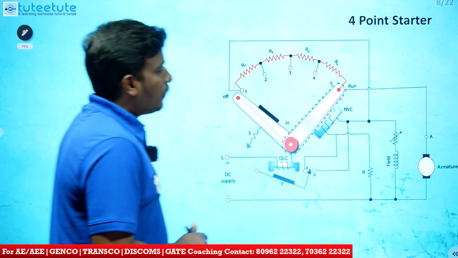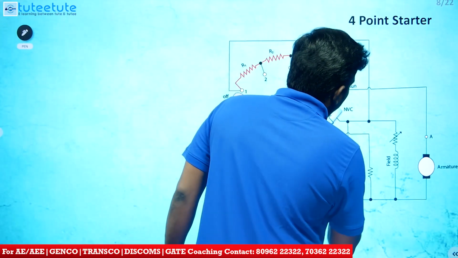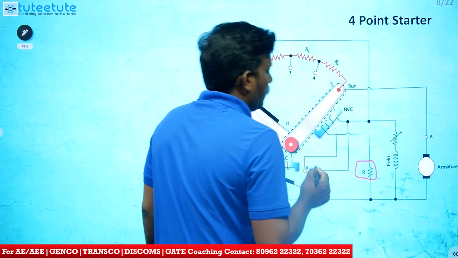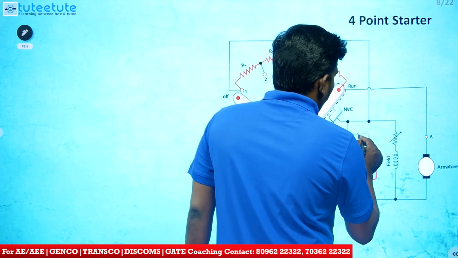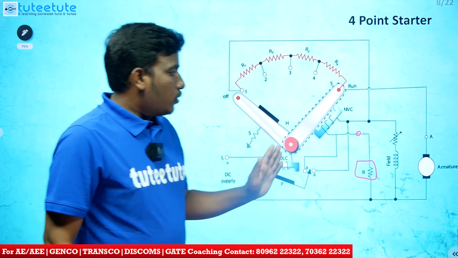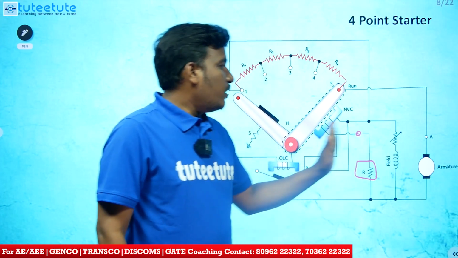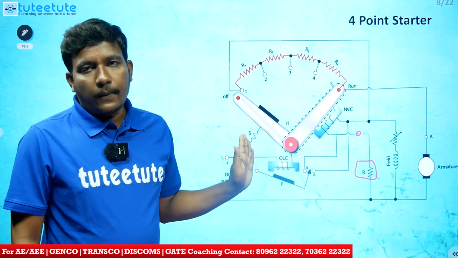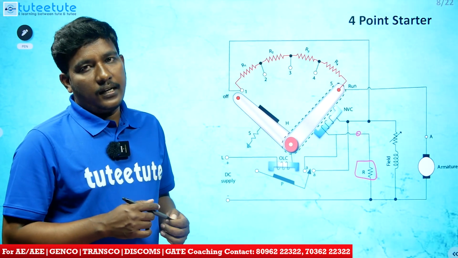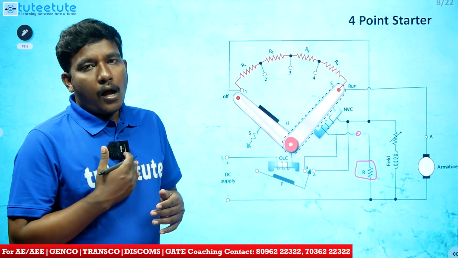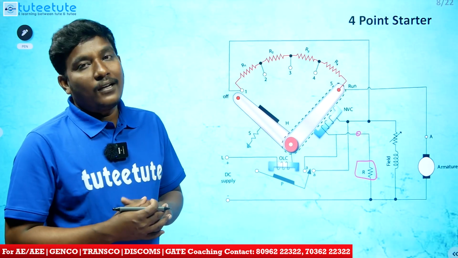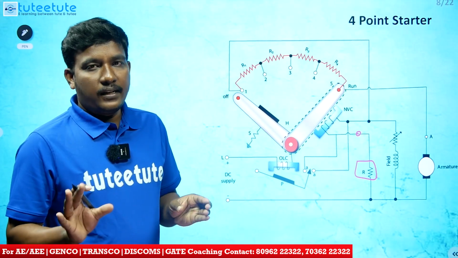How are we going to overcome it? This NVC is separately energized through the resistor. Through the resistor, this point, one more extra point we have included. That's why it is called 4-point starter. So the field winding is separated and the NVC energization process is separated. So by this we overcome the drawback of 3-point starter, so that we can control our motor by using flux control method very efficiently.